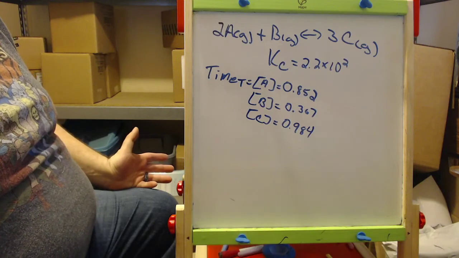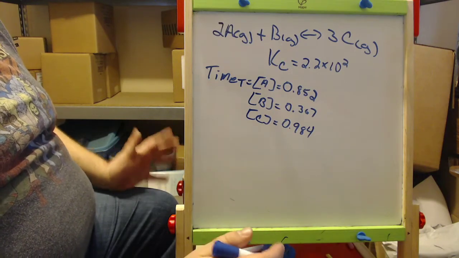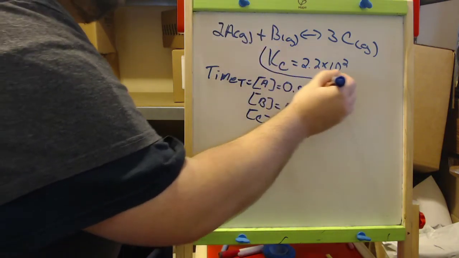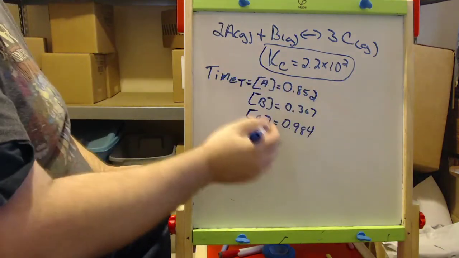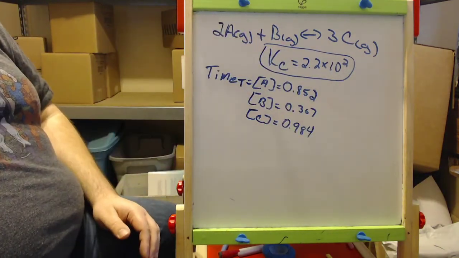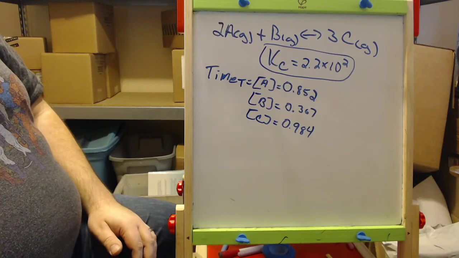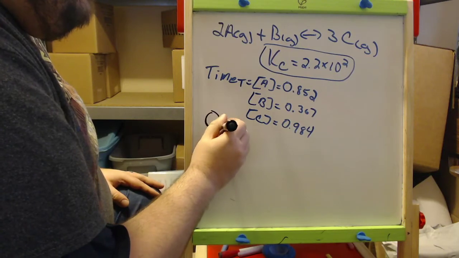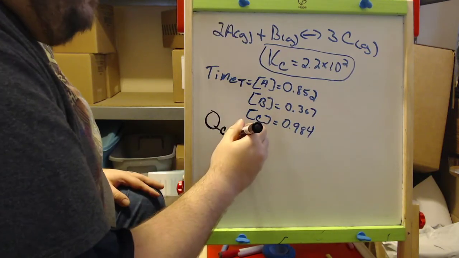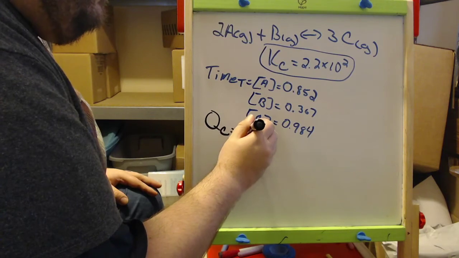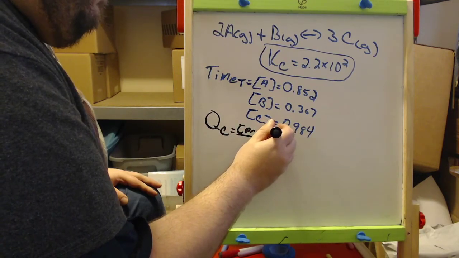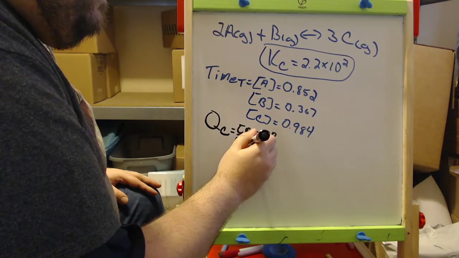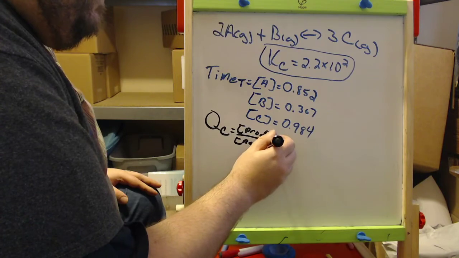And if I'm not at equilibrium, which direction is the reaction going? Okay, so here's my equilibrium constant. Here are my concentrations at some time that I measured them. So what I need to do is set up a Qc. Qc is equal to the concentration of products raised to their coefficients over the concentration of reactants raised to their coefficients.